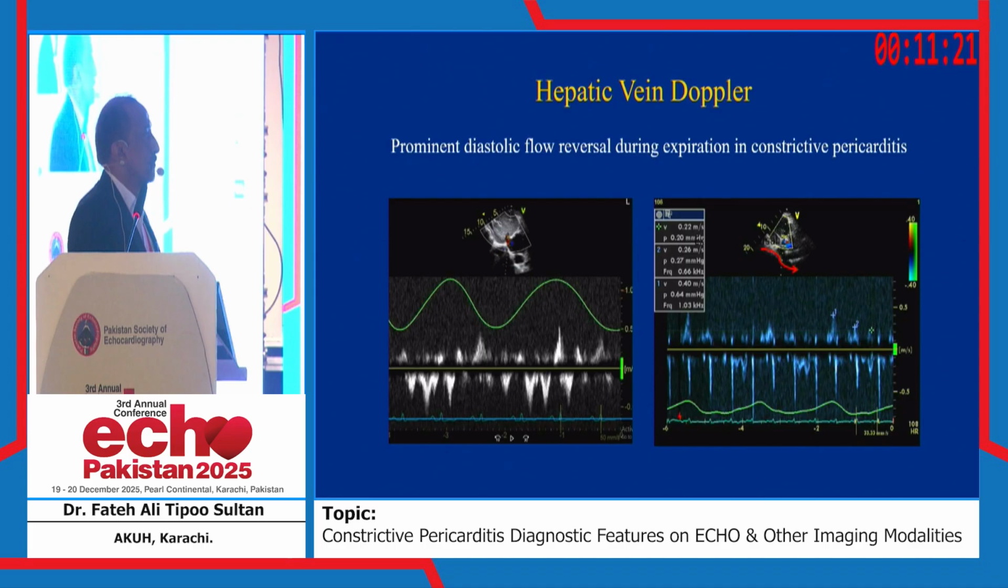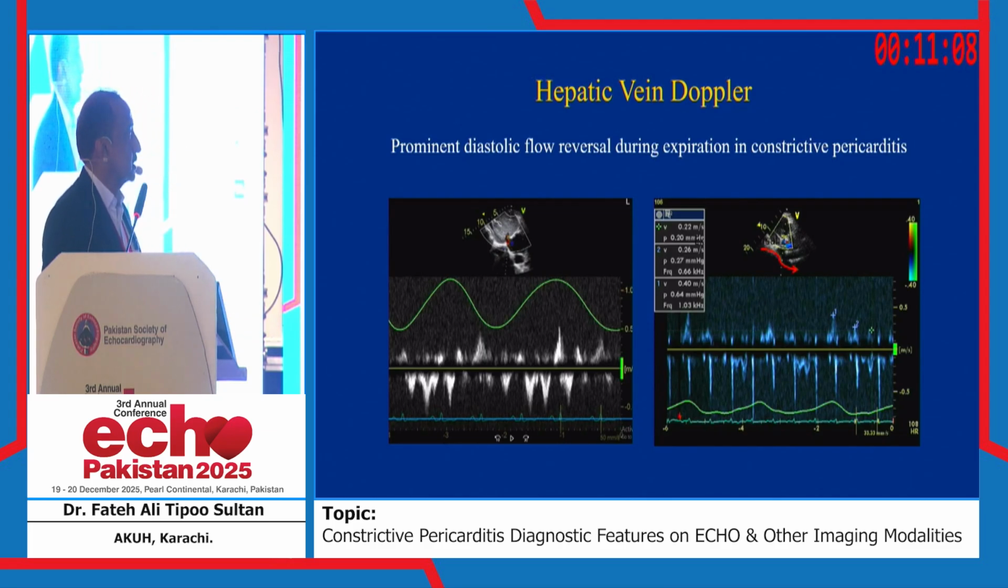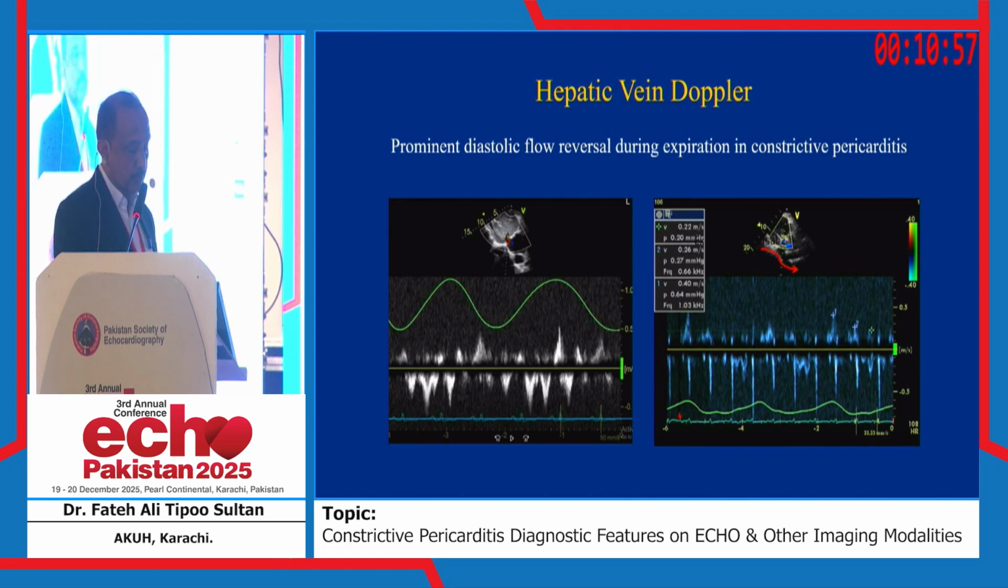Then the other thing which is important is the hepatic vein Doppler. Hepatic vein Doppler करते हुए अक्सर लोग घबराते हैं कि पता नहीं वो क्या है, लेकिन this is just like the pulmonary vein Doppler. उसी तरह से दो forward flow और एक backward flow, and in case of constrictive pericarditis, there will be prominent diastolic flow reversal, especially during expiration. So that's very important that there will be prominent diastolic flow reversal during expiration.